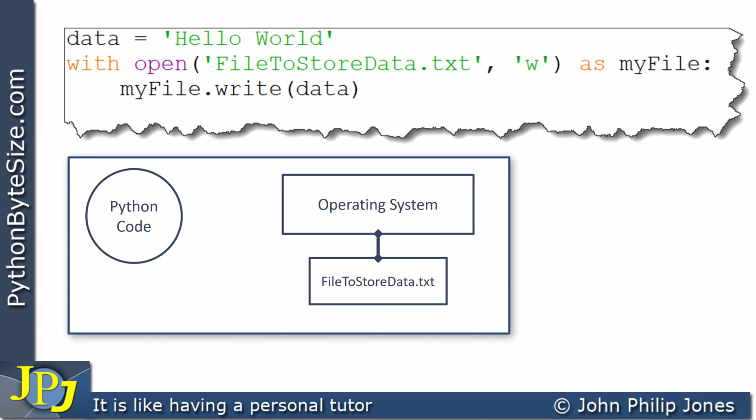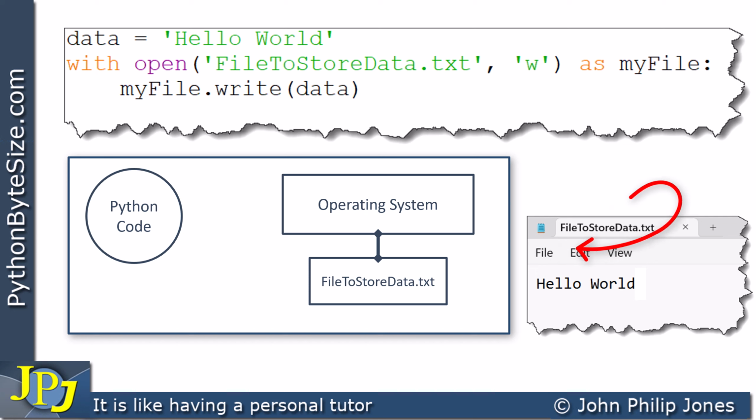So we can go to an appropriate editor and open this file, and what you will see in the file is the following. You'll note that the name of the file is file to store data.txt, and within that file you'll note that it says hello world, which is precisely what I was expecting to see there because that's the data I initially set up here on the first line of the computer program.